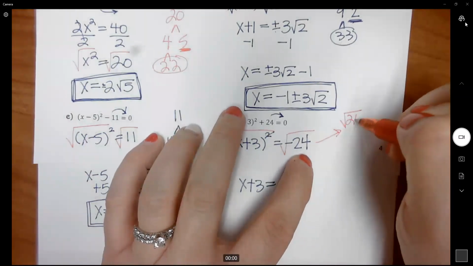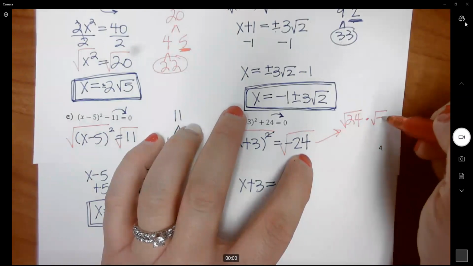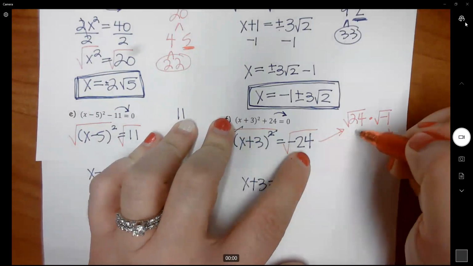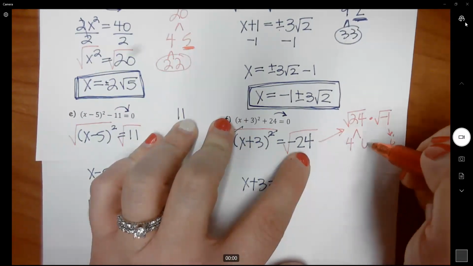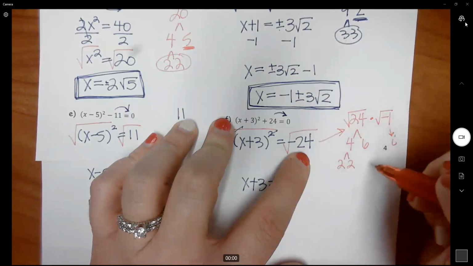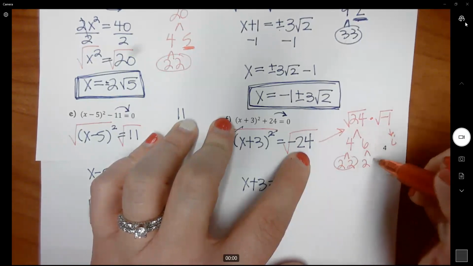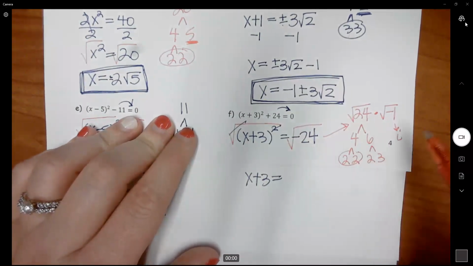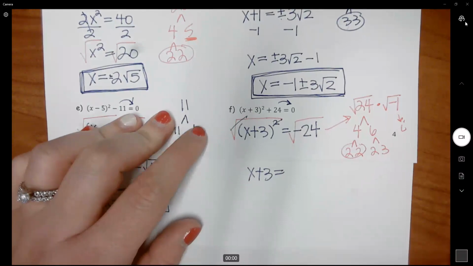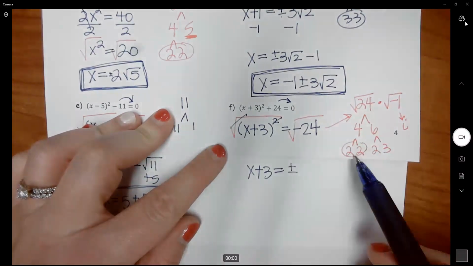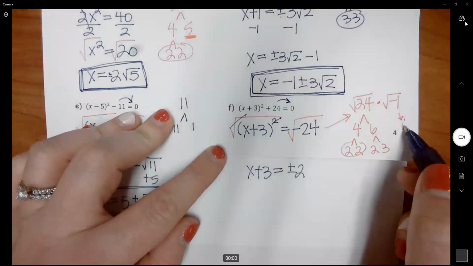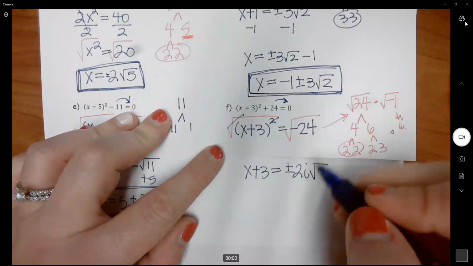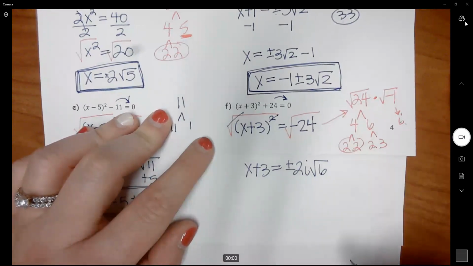This is the same thing as the square root of 24 times the square root of negative 1. There's my i. 24 can be broken down as 4 and 6. This is 2 and 2, so there's a pair. And this is 2 and 3. I didn't even realize that when I did that up there. So that's going to stay square root 6. So this becomes plus or minus, my pair comes out 2, the i comes out, and then multiply 2 and 3 back together to get the square root of 6.